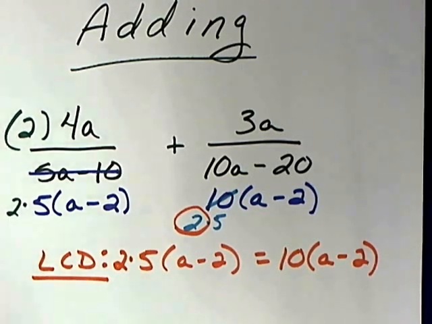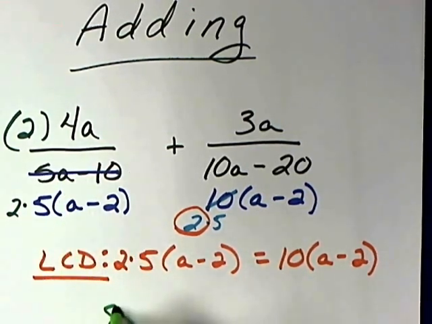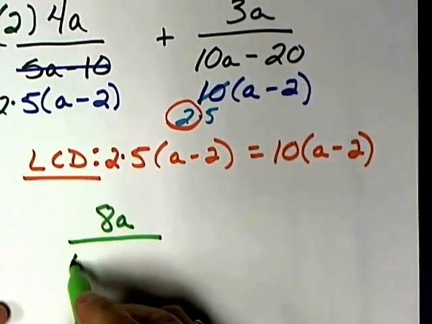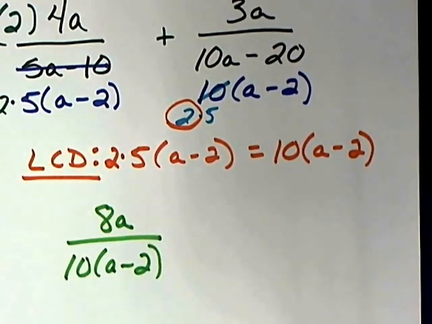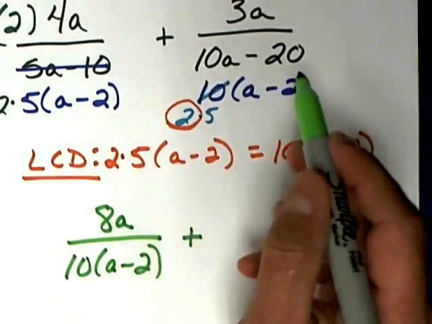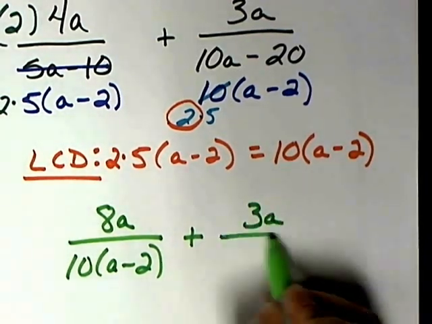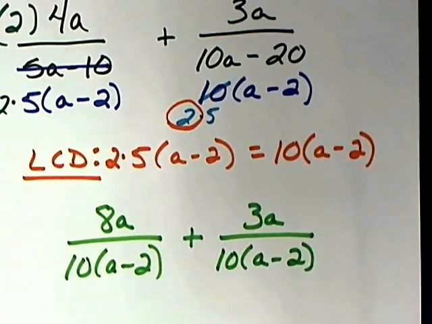So my next step is to clean this up a little bit now that we've done our multiplication, now that we found the common denominator. 2 times 4a is 8a, all over that common denominator of 10 times the quantity of a minus 2. Plus, I didn't do anything with the second fraction because it already had the common denominator, so I just rewrite it as it is, 3a over 10 times the quantity of a minus 2. And now that my denominators are the same, I can add my numerators.